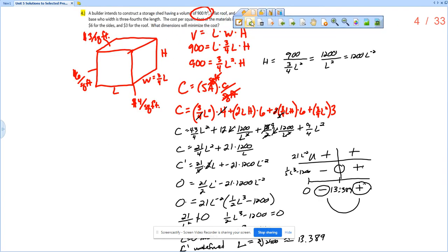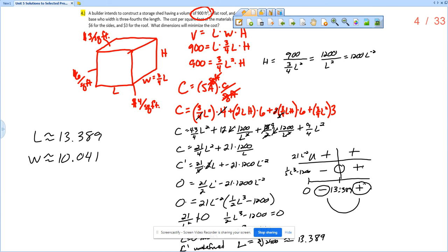And so then we just want to go back and double check our question. It says, what dimensions will minimize the cost? Well, L is approximately 13.389. The width, remember, would be 3/4 of that, so we can just multiply that answer by 3/4, which is going to get us approximately 10.041. And then our height, remember, is 1200 divided by L squared.